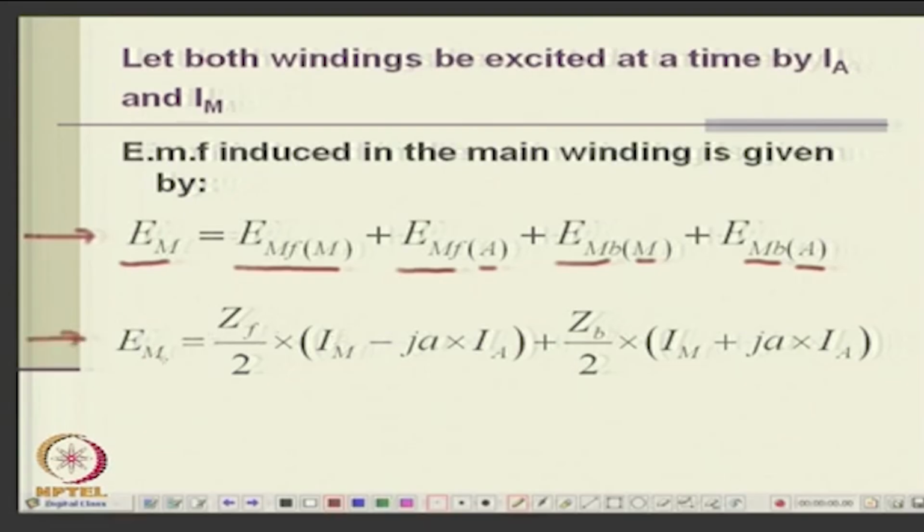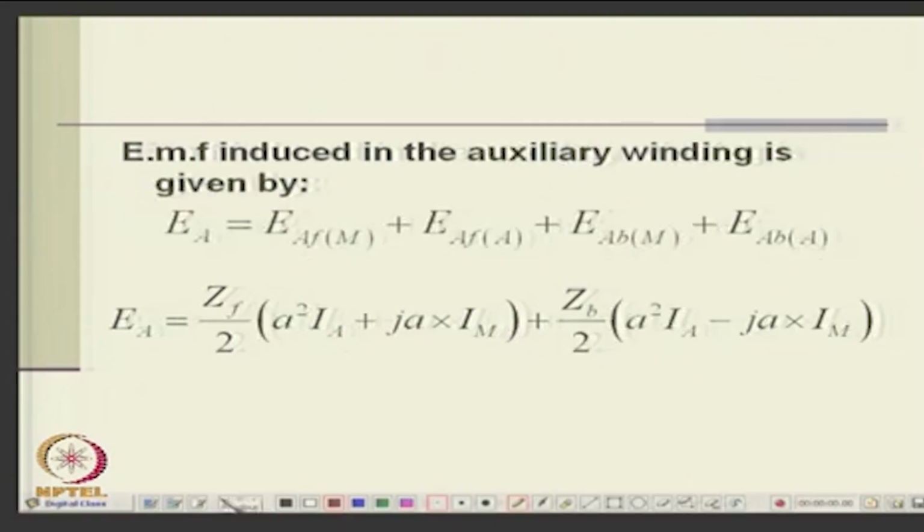Similarly, in the auxiliary winding, the forward voltages will be a cumulative effect of I m and I a, and the backward voltage will be a cumulative effect of I m and I a. Okay. And the auxiliary winding similarly is due to the cumulative effect of I m and I a, and the cumulative effect of I m and I a due to backward fields, right.